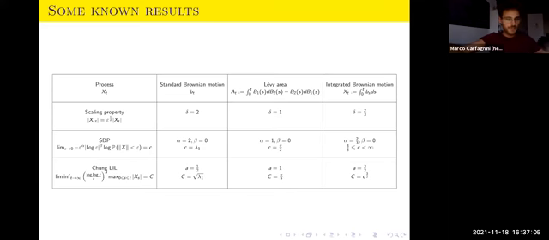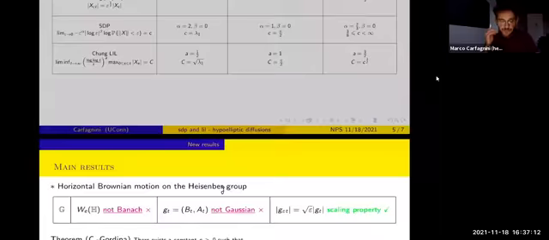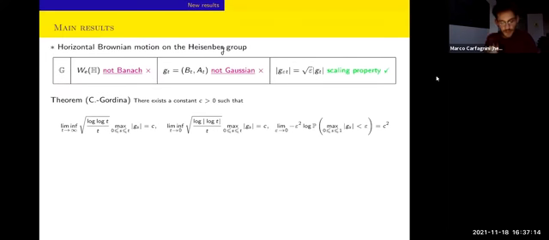Okay, so that's kind of it for the general thing. So let's see what I was interested in. This is joint work with my advisor. She suggested I look at the horizontal Brownian motion on the Heisenberg group.